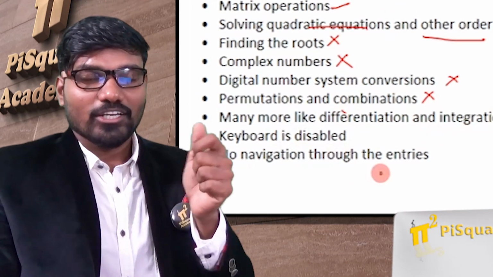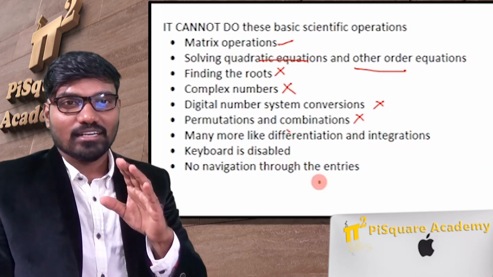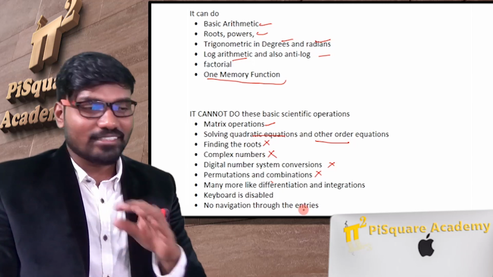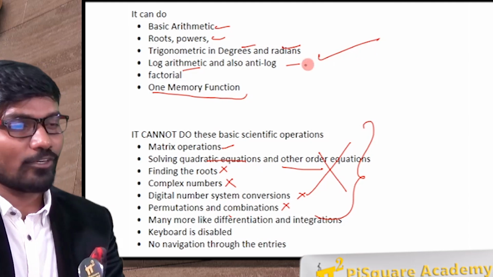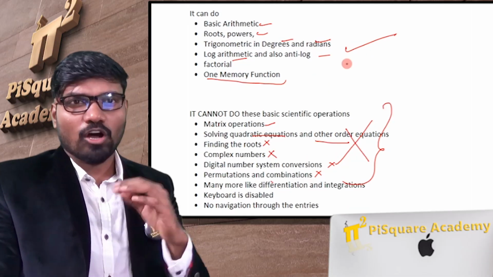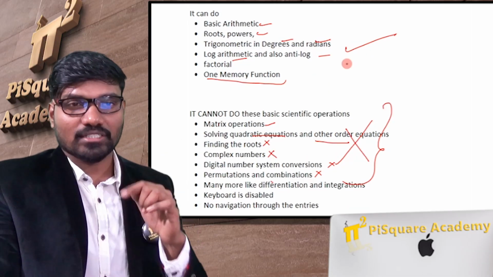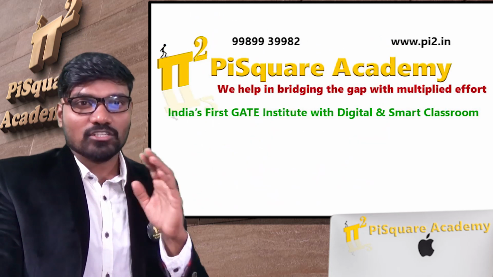Like on a Casio calculator, you press the arrow button and it will go back and forward. Here it's not possible. Alright. These are the things which it cannot do, and these are the things which it can do. I'll give you all the math operations I have performed in this video. Check the description. Let me recall the highlights of this session.